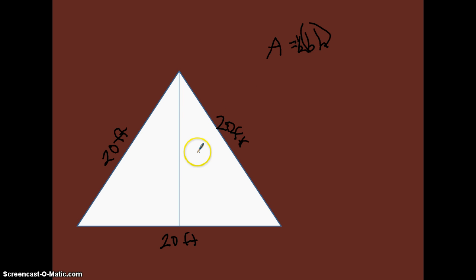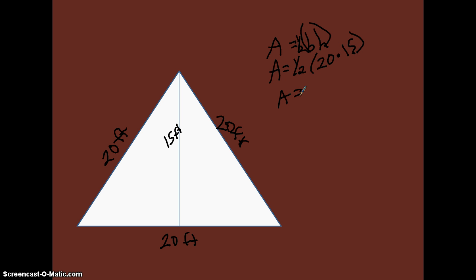So what I'm going to do is just plug in 15 feet to be the height. Now, I'm sure somebody could do the math and figure out that's not really the true height, but just for demonstration purposes, I'm just going to write 15 there. So area equals 1/2, and the base is 20, times 15.